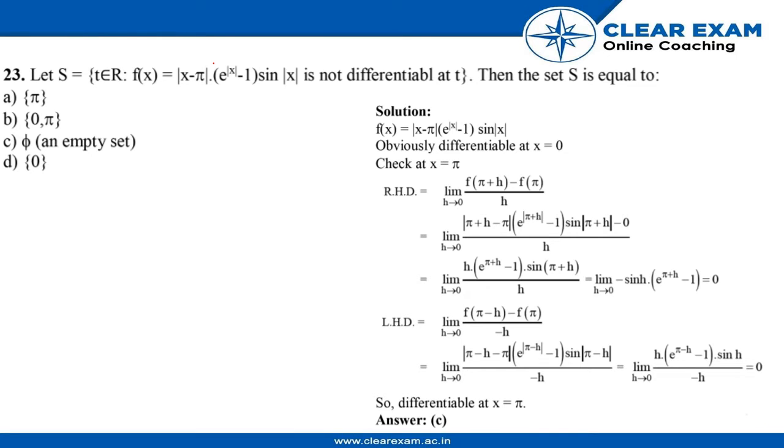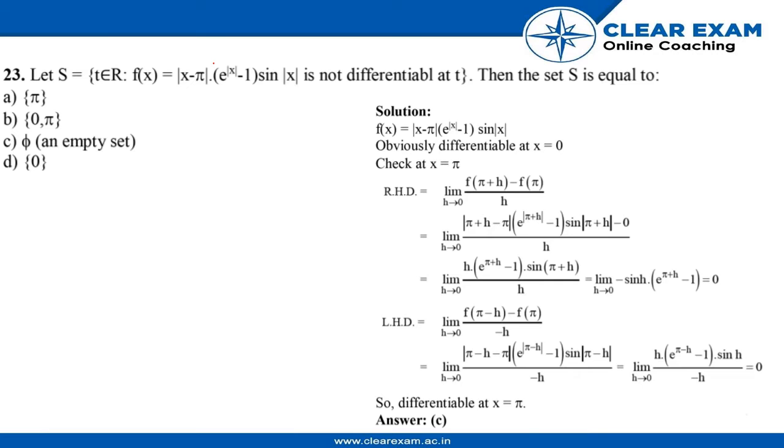Hello everyone. So we're going to start with question number 23, in which we have let S = {t ∈ R : f(x) = |x − π|(e^{|x|} − 1) sin|x| is not differentiable at t}. Then we have to find the value of the set S.